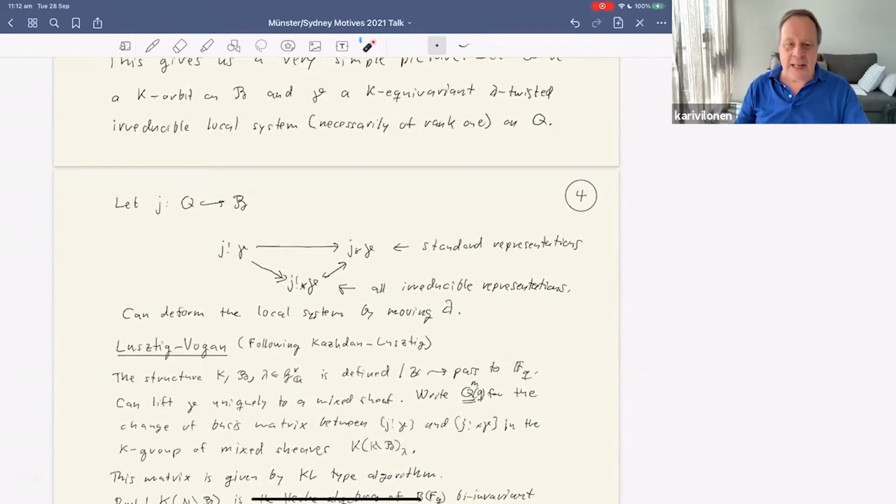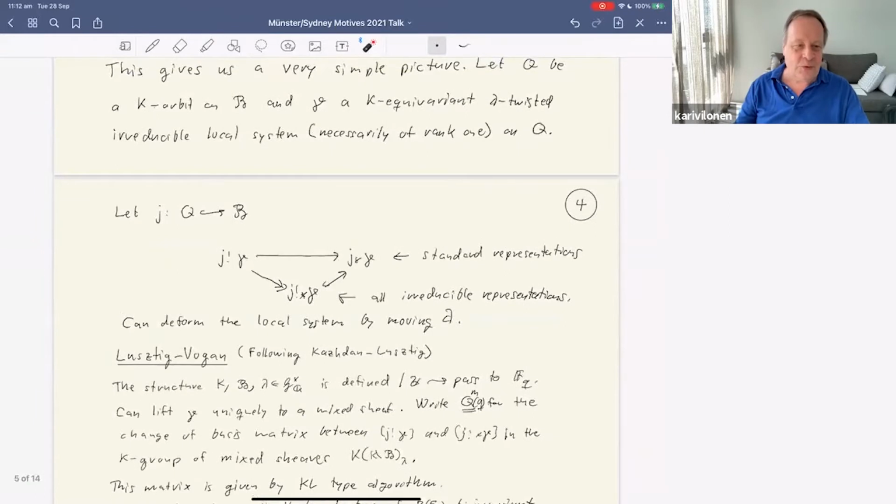Okay. So let's then come to what Lusztig and Vogan teach us. This is, of course, following Kazhdan and Lusztig. I will talk about Lusztig-Vogan polynomials and the Lusztig-Vogan story, although it goes the same way as the Kazhdan-Lusztig story. I think there are enough twists to warrant giving Vogan credit for what he did for this version.